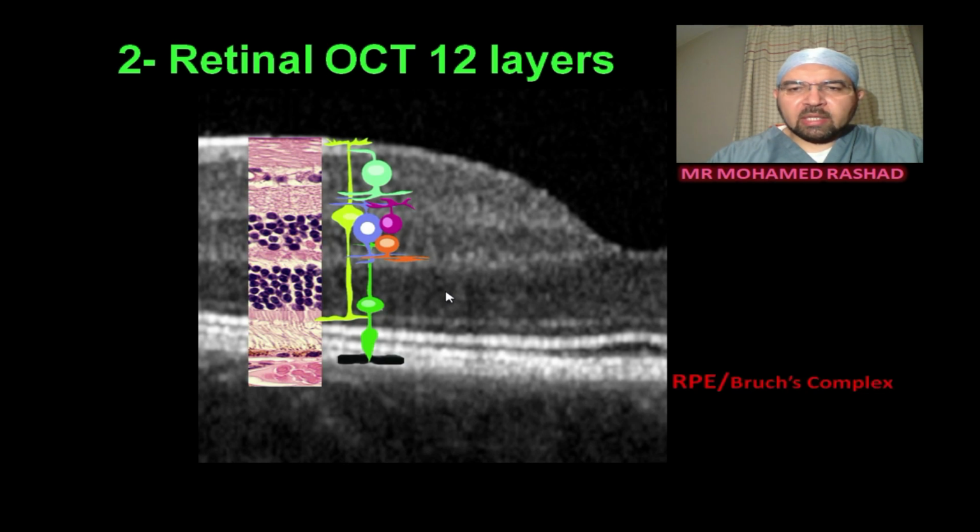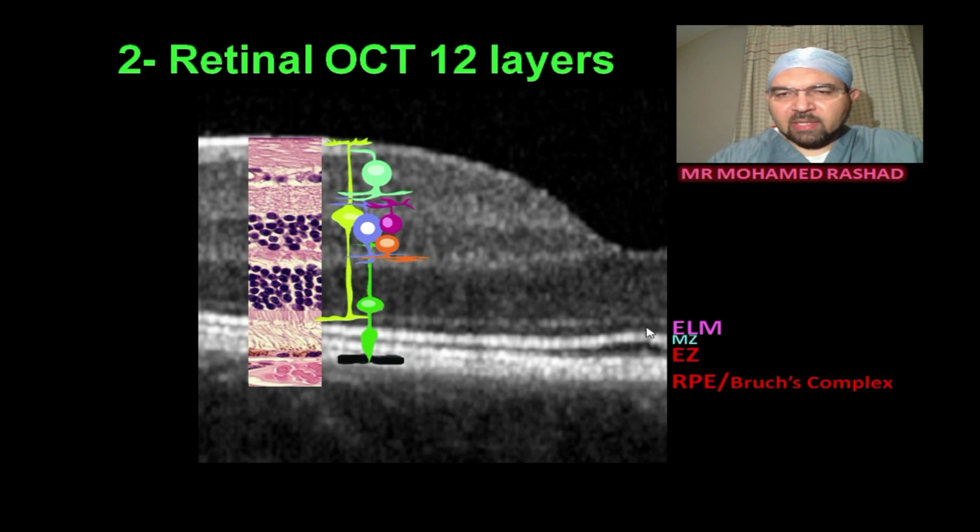So to go again layer by layer, you will find here the hyperreflective layer, which is the RPE with Bruch's membrane. Then the ellipsoid zone, which is one of the most important hyperreflective lines that you have to identify in the normal OCT scan, which is hyperreflective but less than the RPE. And then the external limiting membrane, which is a faint white line, which represents the foot plates of the Müller cells.